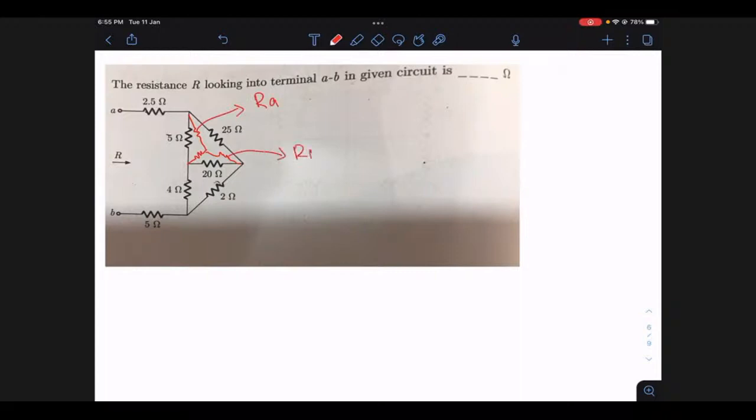This value, let me call it RB. And this value, let me call it RC. So if I ask you what is RA, because this is coming from this point and to this point, this 5 ohm and 25 are connected. So this is 5 into 25 divided by all three resistors which are forming the delta, that is 5 plus 25 plus 20, which is 125 divided by 50, isn't it? If it is 125 divided by 50, so this is coming 2.5 ohms.